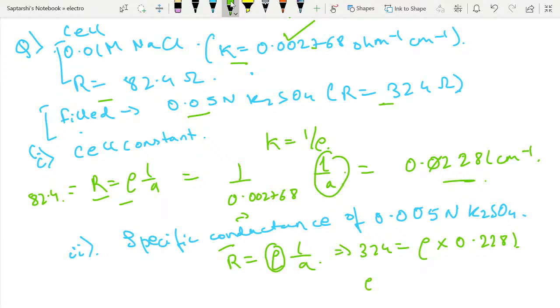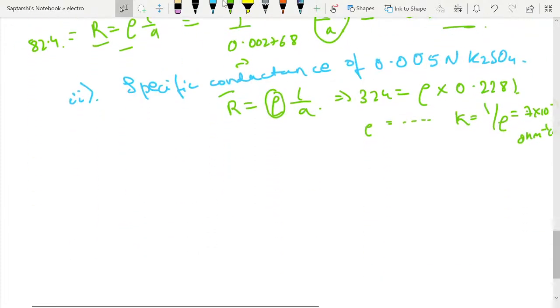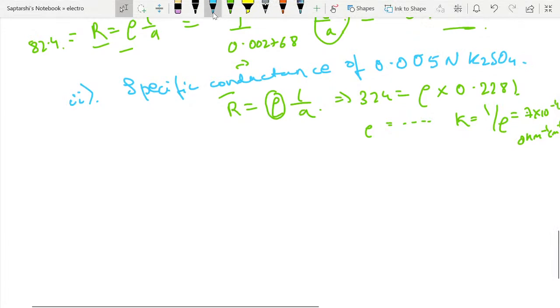So we get rho equal to something, and our specific conductance kappa will be 1 by rho, and that will be equal to 7 into 10 to the power minus 4 ohm inverse centimeter inverse, right? Second question also done, so easy. Now third question. So you see, it's so easy when we approach one by one. If we had approached all at once, it would have been tough.